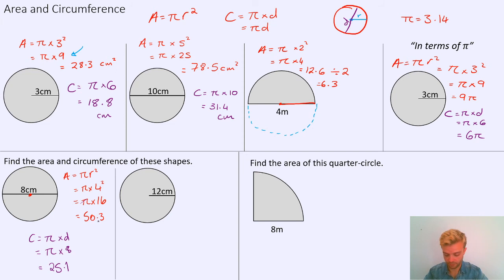Now I've neglected my units there actually. The area is going to be centimeters squared and the circumference is going to be centimeters. Right, and then our second circle, area and circumference again. Area is pi r squared, got to remember that. The radius is 12, so it's pi times 12 squared. 12 squared is 144, so that's pi times 144, which in the calculator comes to 452.4.